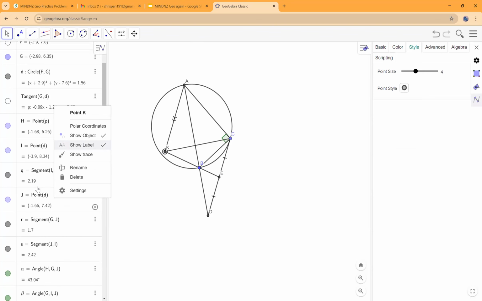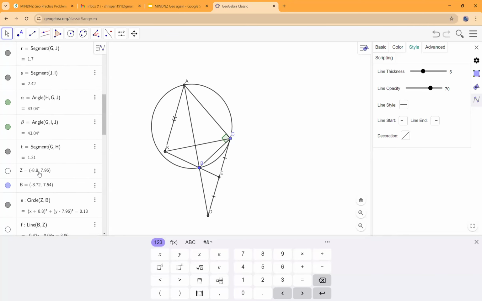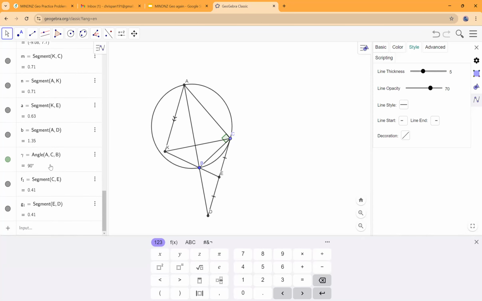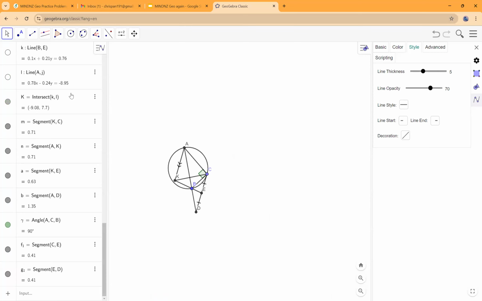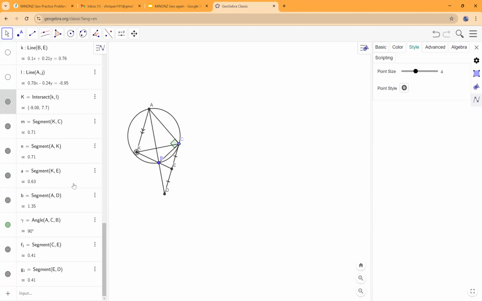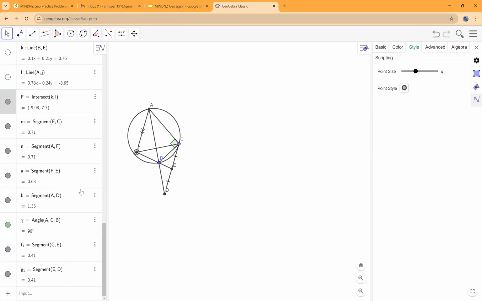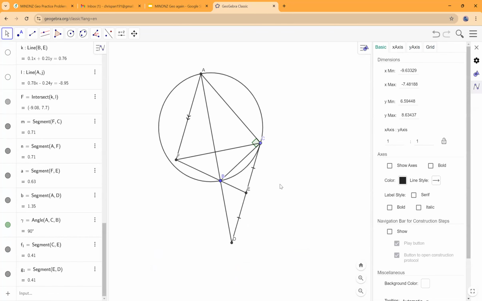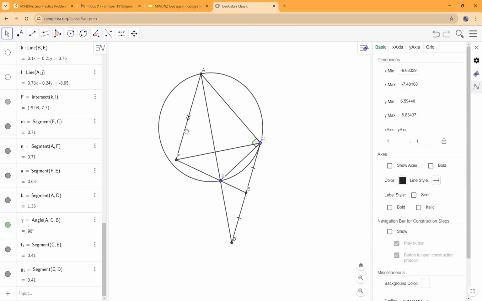Okay, point K here is defined as, sorry, I'll change it because it should be point F really. I'm not sure where point F is, and I'm not sure why it's point K, not point F. Okay, so point F is here such that AF is parallel to CD, right?